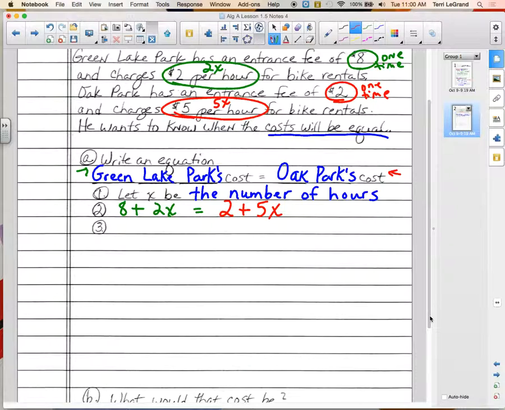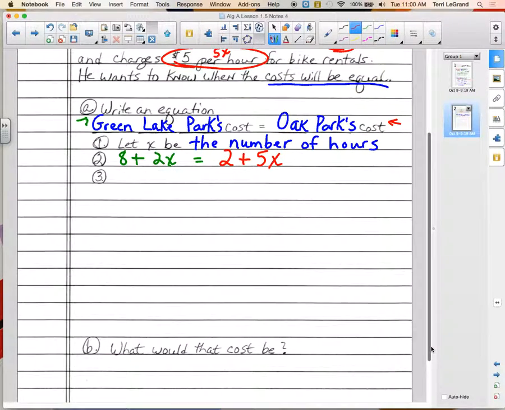So we have our equation. Step 3 is we're going to solve it. And then last but not least, we'll write a sentence. And then we'll also answer part B here. Okay, number 3 then, solving our equation.